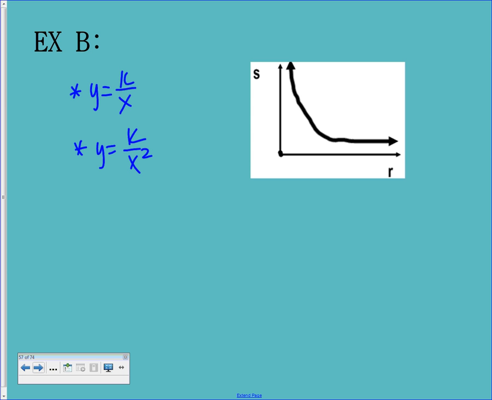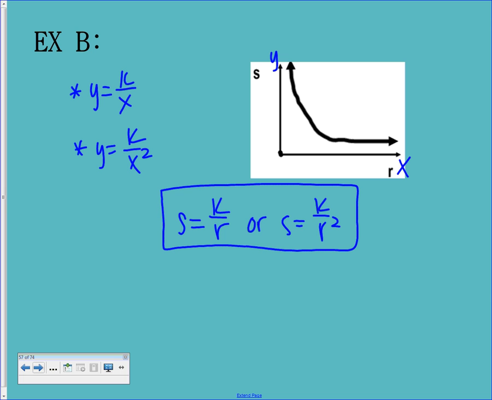But I am going to be picky about the fact that you put it in terms of S and R. R is on the x-axis and S is on the y. So your real answer should say something like S equals K over R or S equals K over R squared. You do have to go ahead and put it in terms of the variables that they give you.